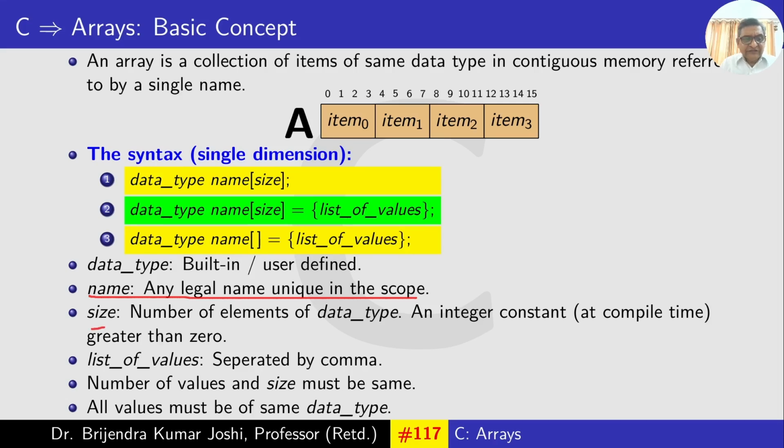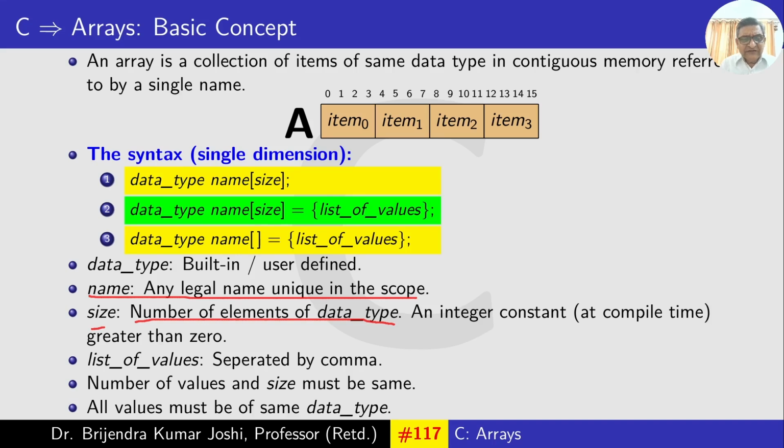Next one is this size. What is the size? Number of elements of data type in this array, and it has to be an integer constant at compile time. When you are compiling the program, at that point of time this size must be known, and it has to be an integer constant which is greater than 0. You cannot assign a negative number or 0 or any real number. Even if you write 5.0, this happens to be an integer value, but it will be treated as a real number, so this is not allowed. You have to have a perfectly positive integer constant greater than 0 at the time of compilation.